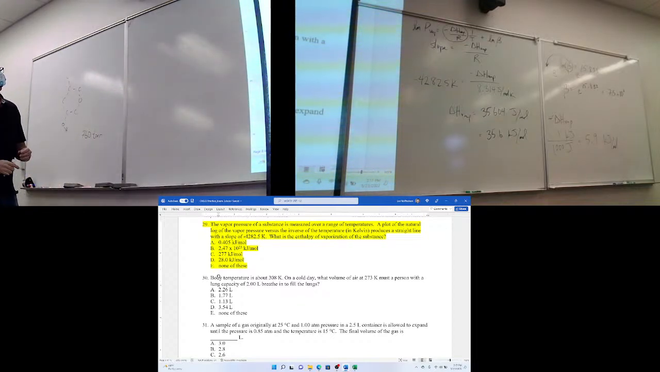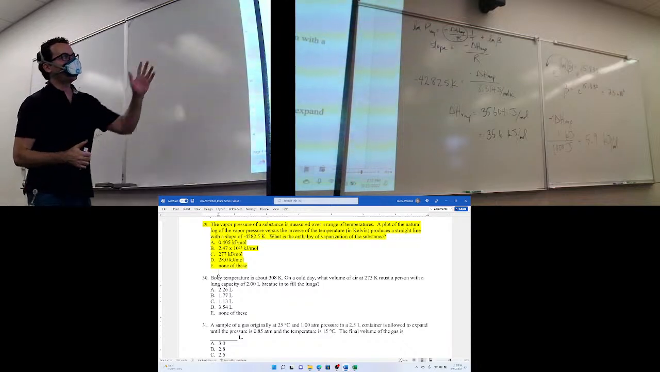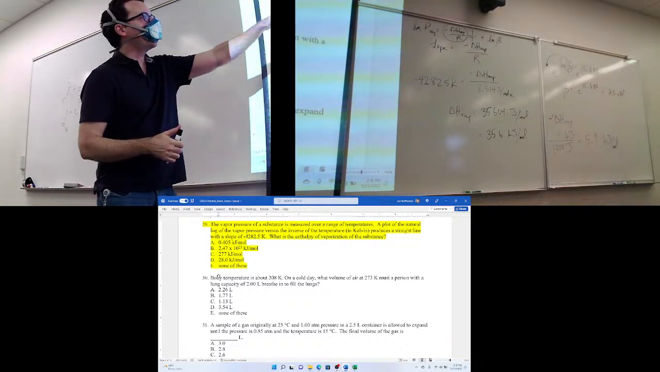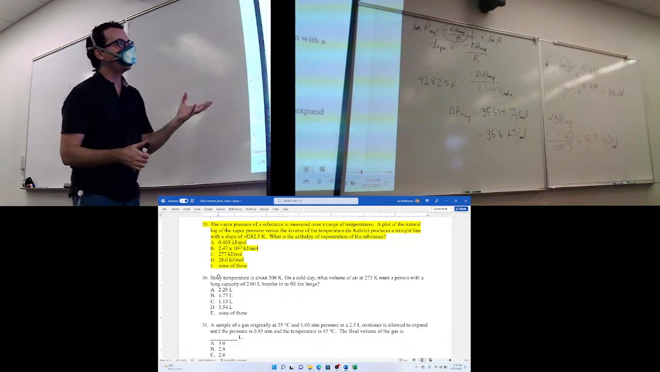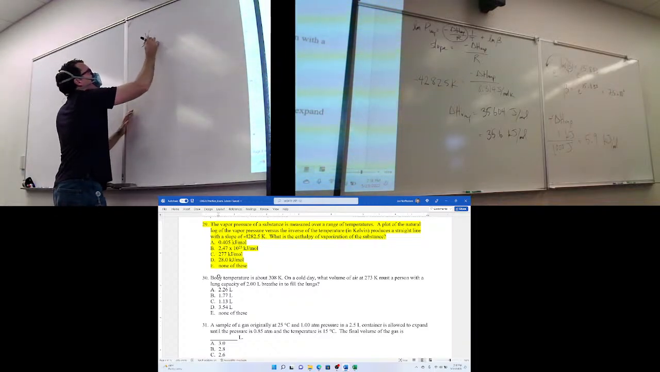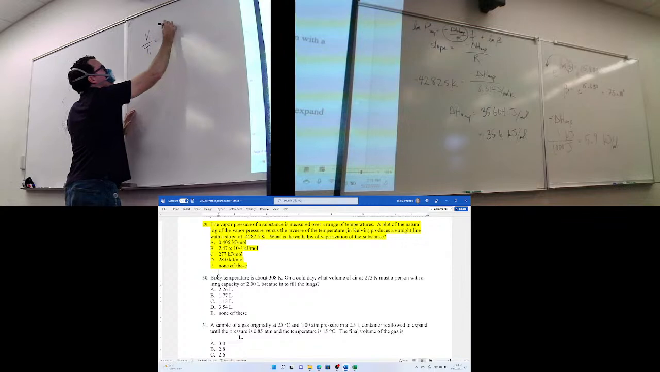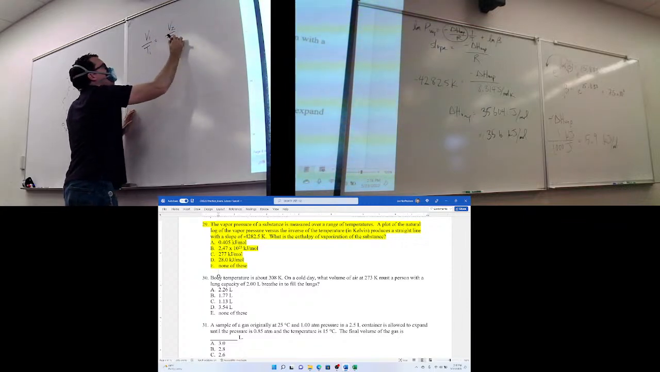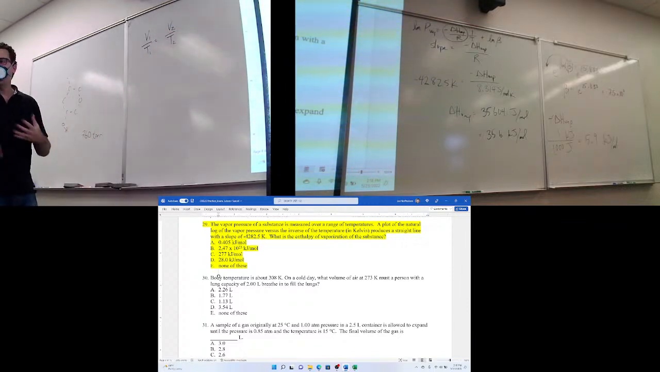So we are talking about 2 different temperatures. We are talking about 2 different volumes. So this is Charles's law. Volume 1 and temperature 1 is equal to volume 2, temperature 2. And we have a before and after state.